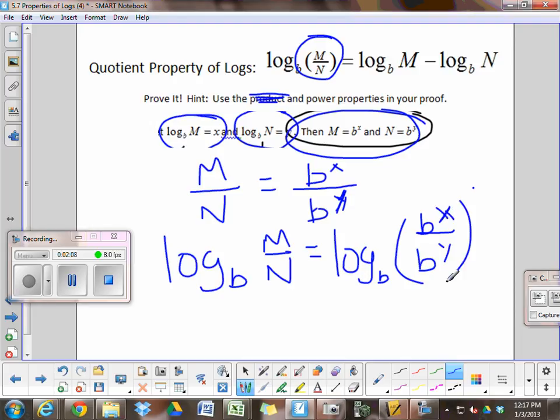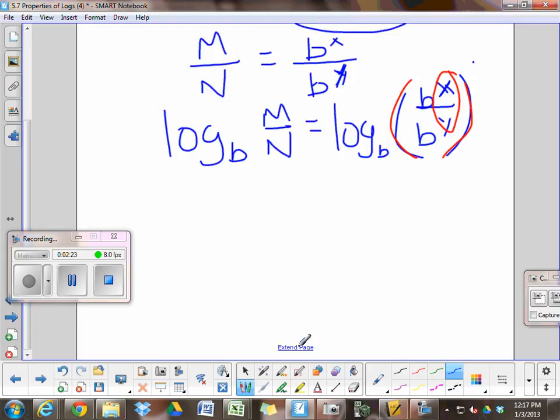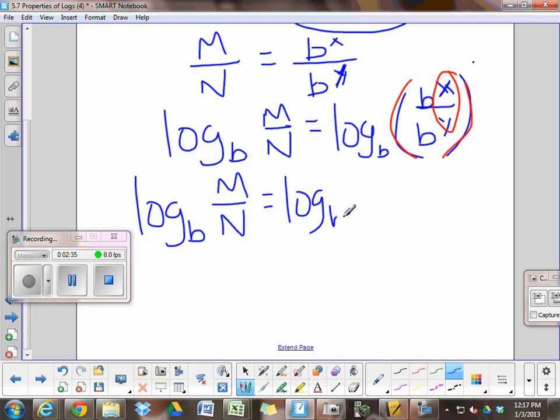Now, inside those parentheses on the right, here in red, we're going to use the property of exponents, where when you have the same base being divided, you subtract their exponents. So I'm going to rewrite this line, and the only thing that's going to change is the stuff that I circled in red. So it's going to be the log with the base of b to the x minus y power.